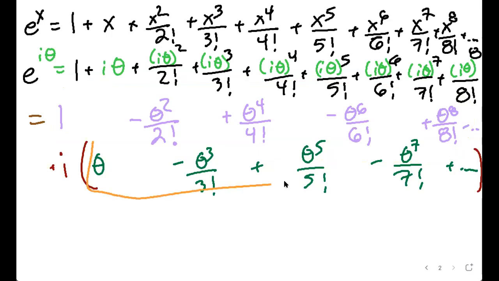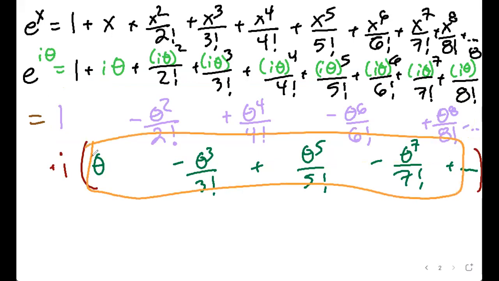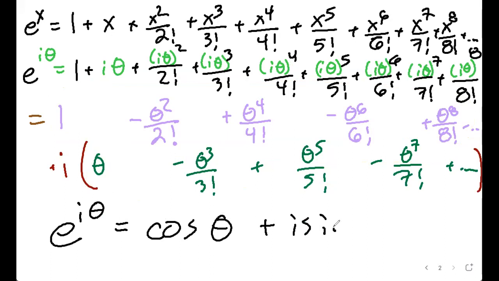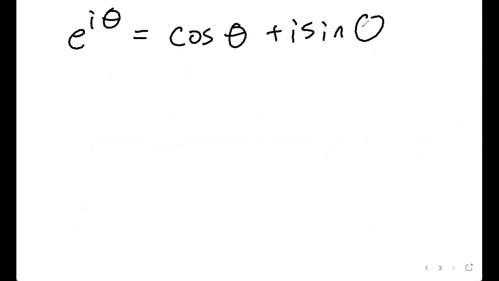And so then what is this down here? Theta minus theta cubed over 3 factorial plus theta fifth over 5 factorial, and so on. This is the Maclaurin series for sine of theta. And so what is our big punchline here? e to the i theta is cosine theta plus i sine theta. This is important enough I need to write this again. e to the i theta is equal to cosine theta plus i sine theta.